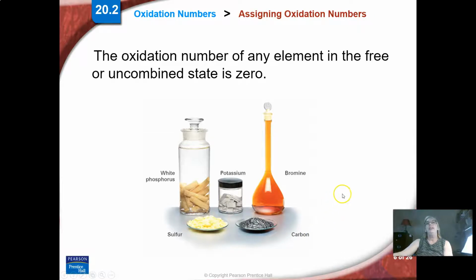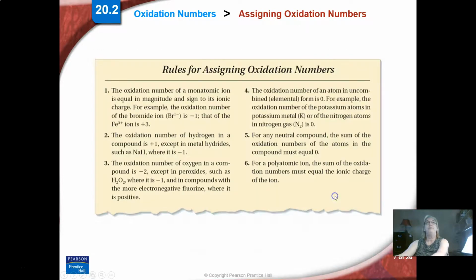So this is an important slide. If you have an element in its free or uncombined state, it's going to have an oxidation number of 0. So bromine gas, Br2, has an oxidation number of 0. Potassium, K all by itself. Phosphorus all by itself. Sulfur and carbon. It's just going to have a number of 0. People forget this rule, it's a really important rule, so make note of that.